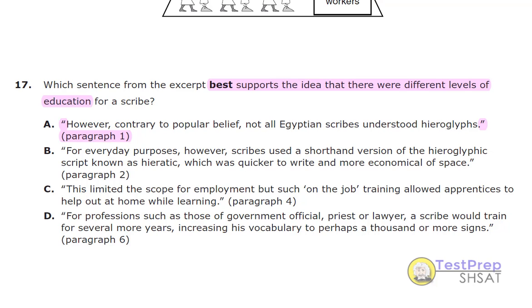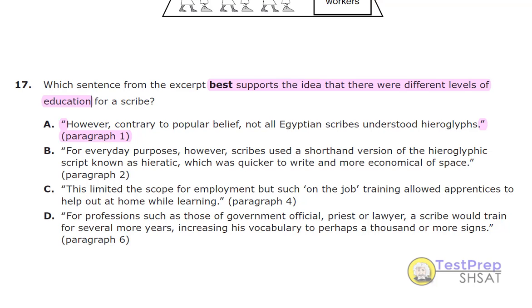A: "However, contrary to popular belief, not all Egyptian scribes understood hieroglyphics." Well, that doesn't say anything about different levels of education. It just says there were different understandings. Not everybody understood those more complicated hieroglyphs. That's probably not the answer. I could see it confusing maybe a few students, but that's not it.